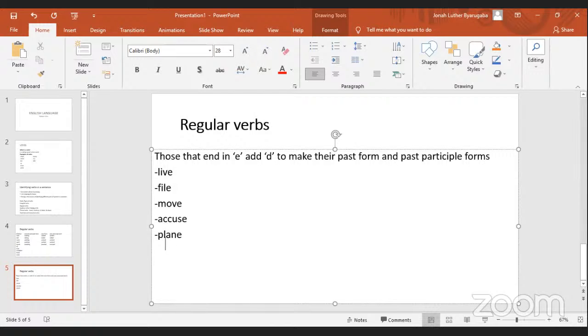Verbs like compose, and verbs like cope.